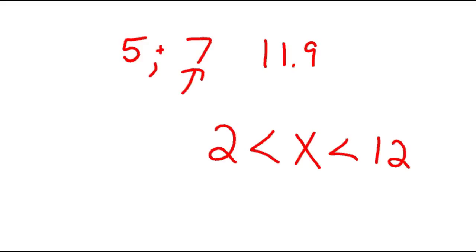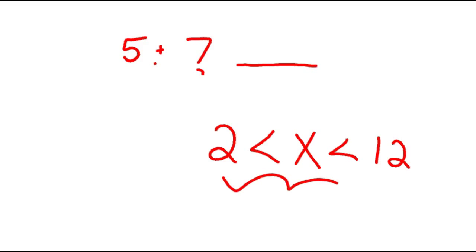So if I started with 5 and 7 as the lengths of my triangle, then my third side could be any number between 2 and 12. So 3 would be great. 8 would be fabulous. But you can't go below 2, and you can't go above 12. And so your two smaller sides have to add up to more than your largest side.